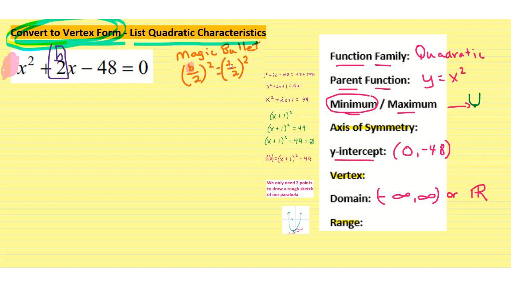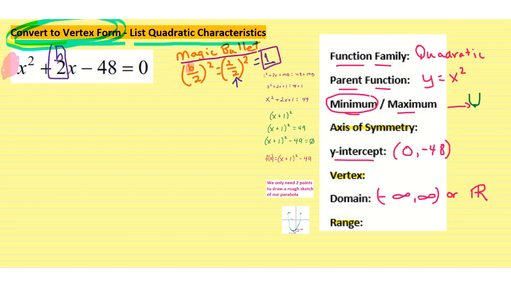And you see right here, I have actually already plugged that in. 2 over 2, it's b over 2 squared, and that's equal to 2 over 2 because our 2 is the b squared. And of course, that is going to be equal to 2 over 2 is 1, and 1 squared is just 1. So that means that my magic bullet is going to be equal to 1.